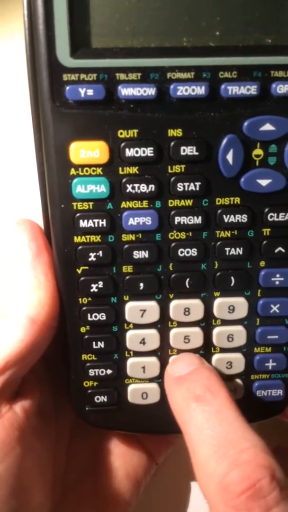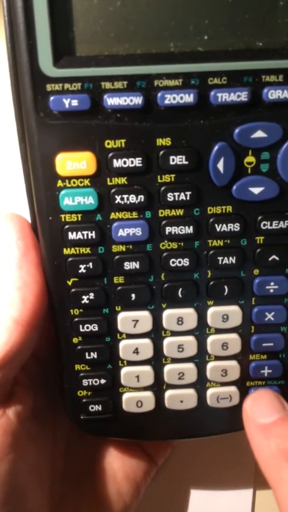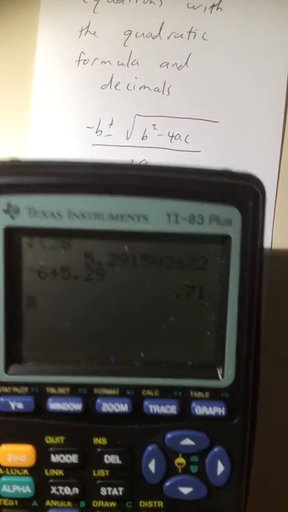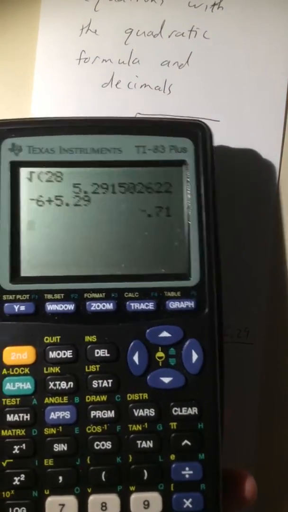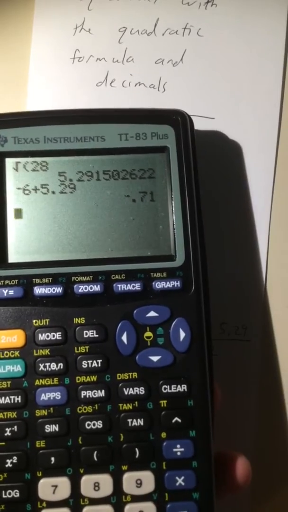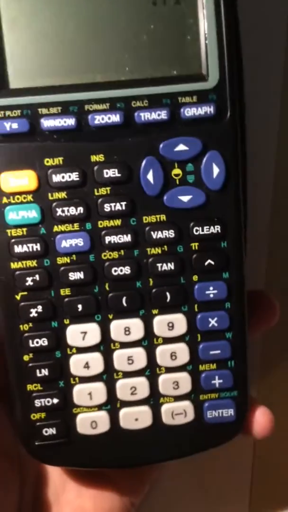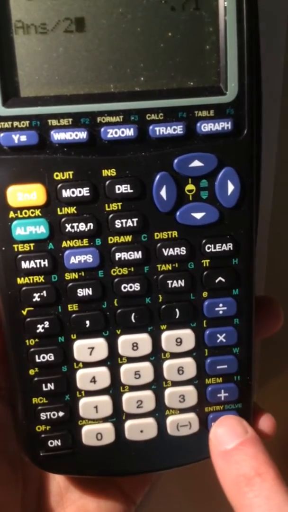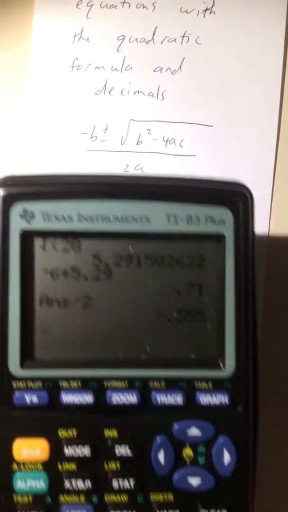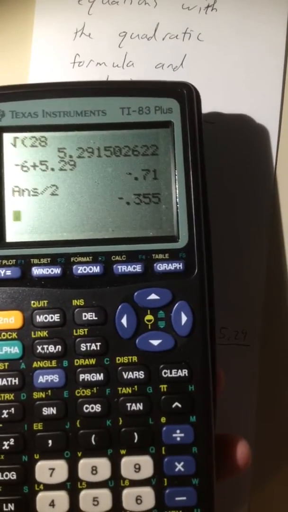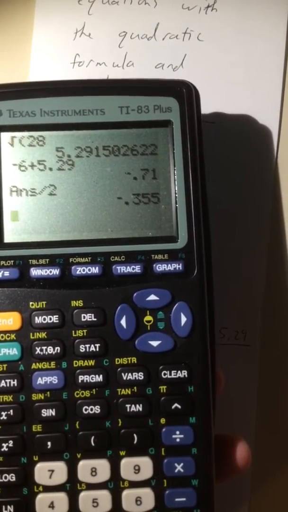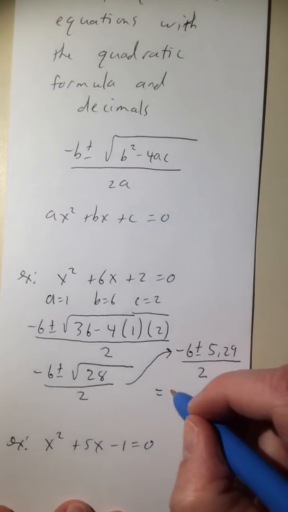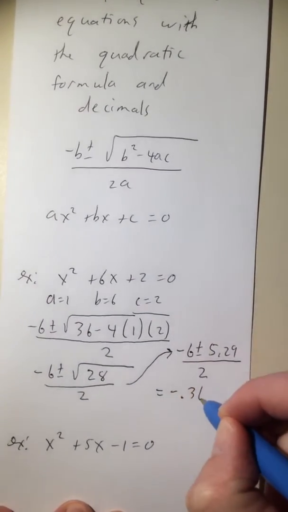If it seems like I'm doing this really slowly, it's because I'm actually looking through the screen of my iPad, and so things are a little weird. So we got negative 0.71, and then we're going to divide by 2. Again, if it looks like I'm searching around trying to find the buttons on my calculator, it's because it's almost like operating in a mirror. So we got negative 0.355, so we'll call that negative 0.36. That's our first answer, negative 0.36.